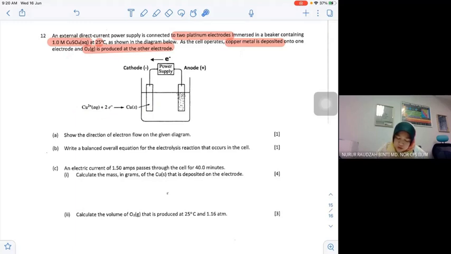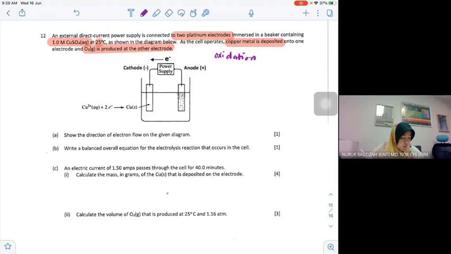When we have a cathode here, the reaction that is happening is copper 2 plus reacting with 2 electrons to turn to copper solid. If the question gives no information on this, you should be able to know that this actually happens at the cathode. For the anode, it said that oxygen is produced, so you should be able to write the oxidation equation that happens at the anode.